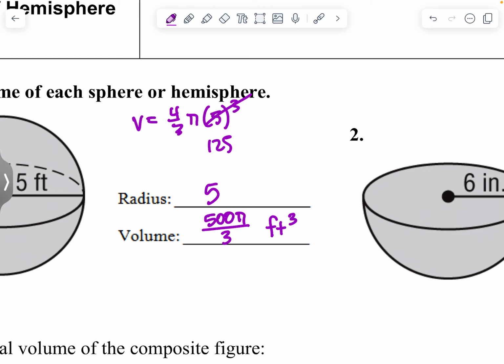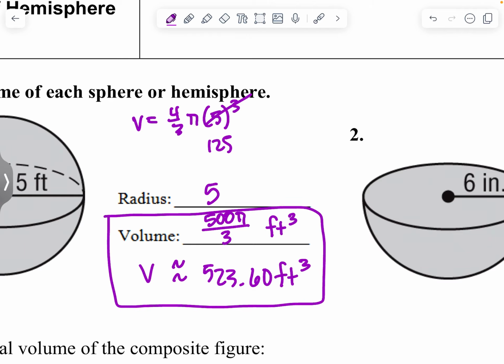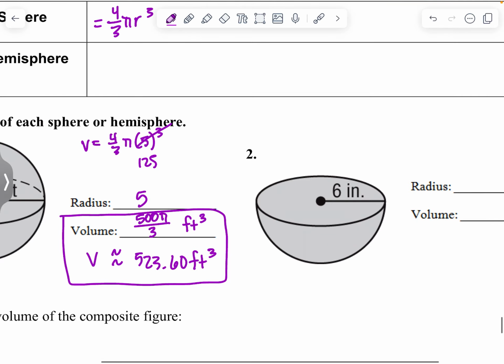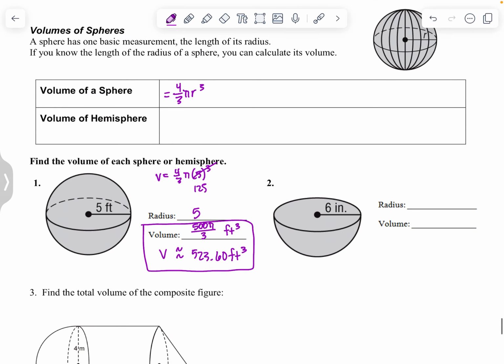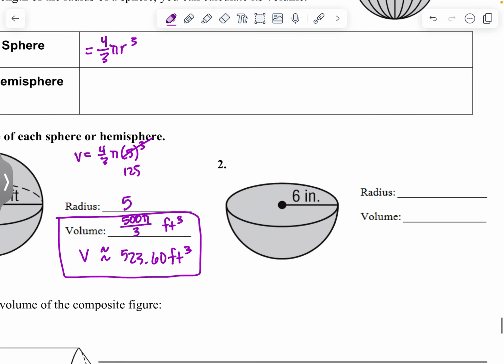And then if we do ask for an approximate answer, you could absolutely do this as well. Just throw it all into your calculator. 500 pi divided by 3, and you should get 523.60 feet cubed. So either one of these answers will work. That's perfectly fine, depending on what the question asks for in terms of exact answer with pi or as an approximate answer rounding to the nearest whatever decimal.